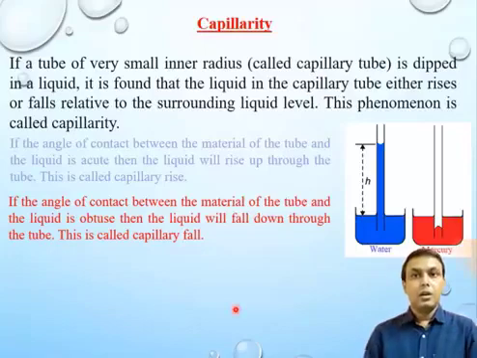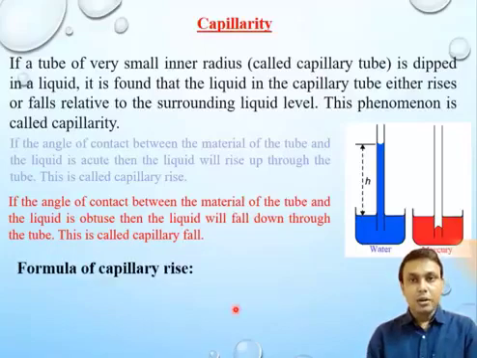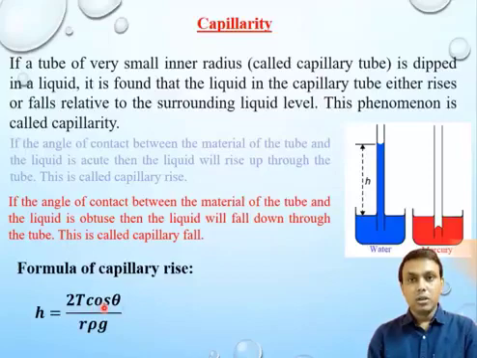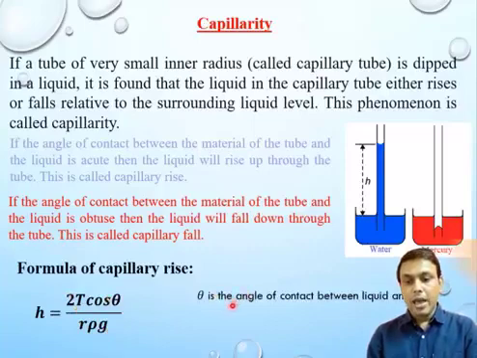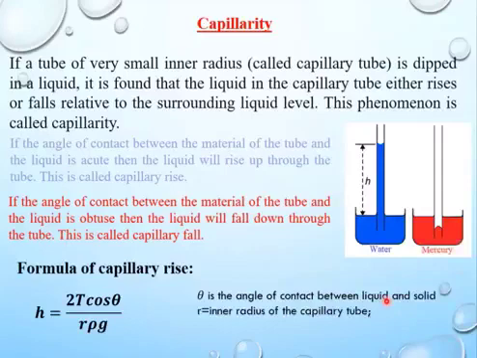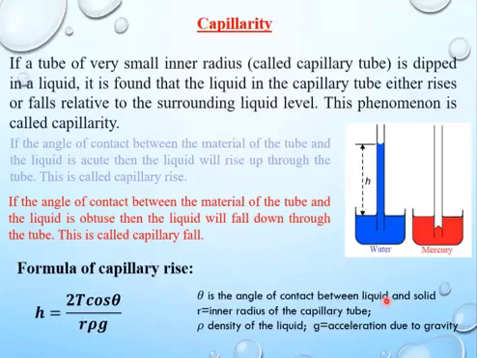Now, the formula for the capillary rise is given by h equal to 2T cos theta over r rho g. Here theta is the angle of contact between the liquid and solid, r is the inner radius of the capillary tube, rho is the density of the liquid, and g is the acceleration due to gravity.